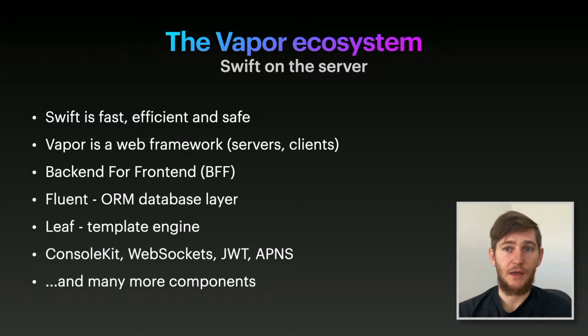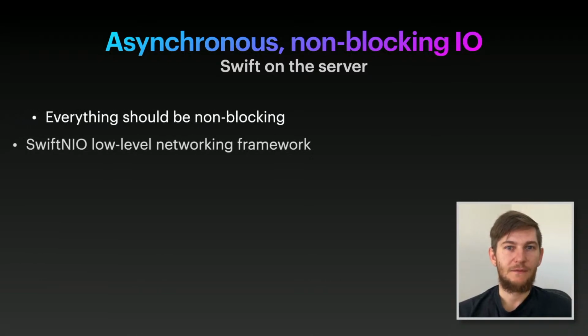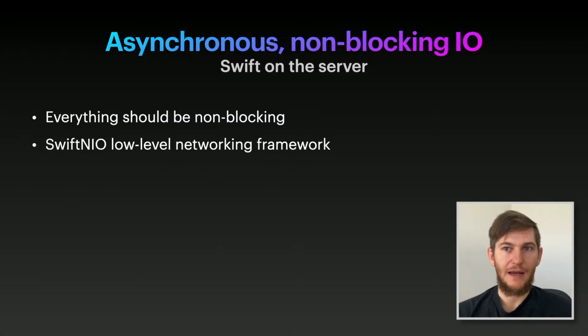Before we start talking about the high-level stuff, let me give you a brief explanation about why async await and non-blocking I/O is so important in the server-side Swift world. Vapor is taking advantage of a low-level asynchronous network application framework called SwiftNIO. SwiftNIO was created by Apple to provide a non-blocking utility library for servers and clients. The NIO library is used as a core component in many server-side Swift packages.